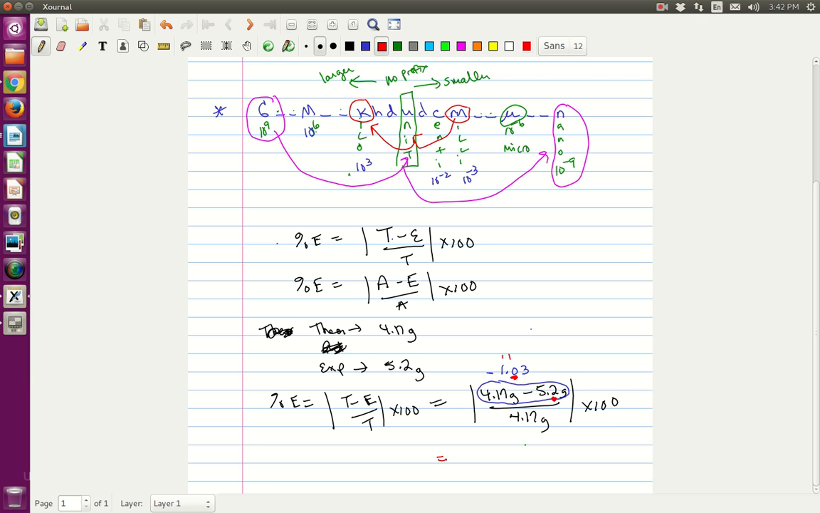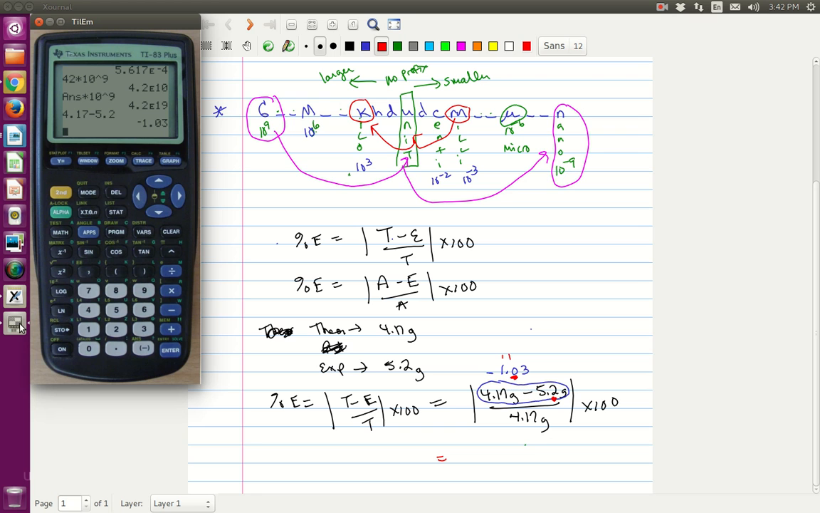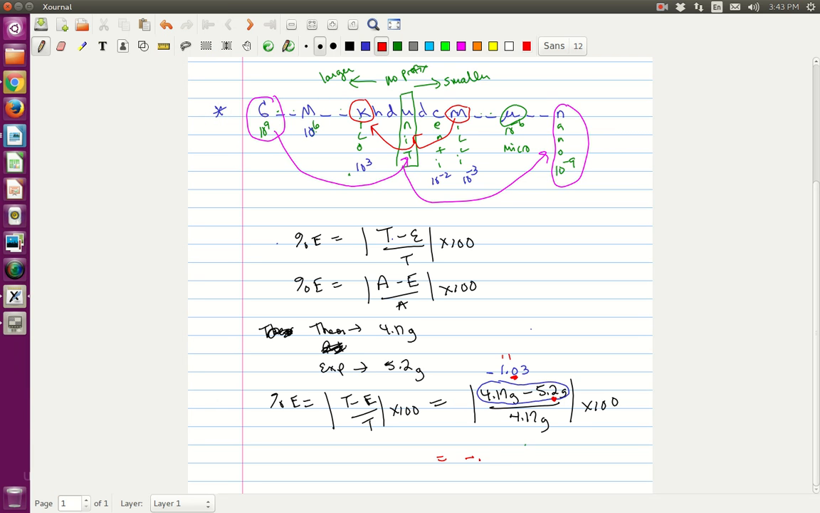Now I'm going to divide. So pull this back up. Notice it still says negative 1.03. I'm going to divide it by 4.17. And that gives me negative 0.24700. But its absolute value of that times 100.